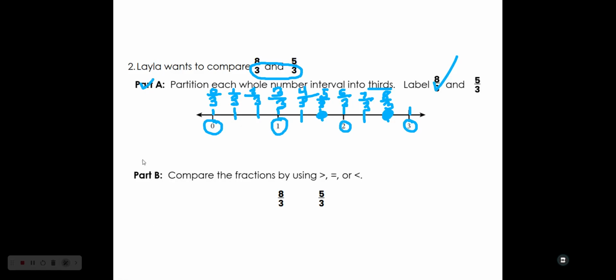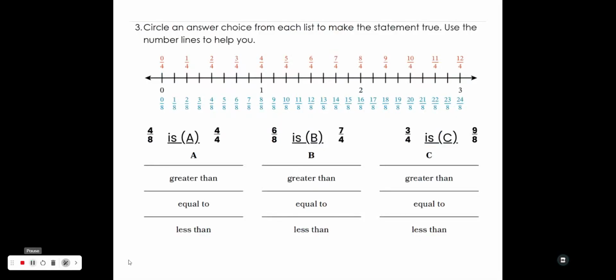Part A is done. Part B says compare the fractions using greater than, equal to, or less than. Well, let's see which one it started with. It started with 8/3. So I need to know if 8/3 is greater than, equal to, or less than 5/3. And I can see it's far more on the right. If it's on the right, then I know it's greater than, right? My alligator wants to eat the bigger piece, which 8/3 is. And that's how you would do number 2.